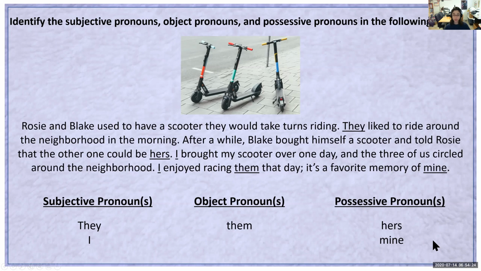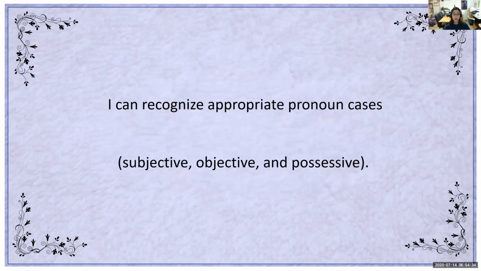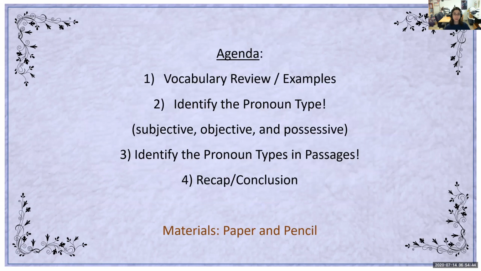Okay, awesome job. So just to recap our lesson, we talked about subjective, objective, and possessive pronouns, so 3 types of pronouns. Our learning goal was I can recognize appropriate pronoun cases, those being subjective, objective, and possessive pronouns. Our agenda, so what we did today, was we first reviewed some vocabulary terms as well as some examples of each. Then we identified the pronoun type for subjective, objective, and possessive pronouns. After that, we identified the pronoun types in the passages.